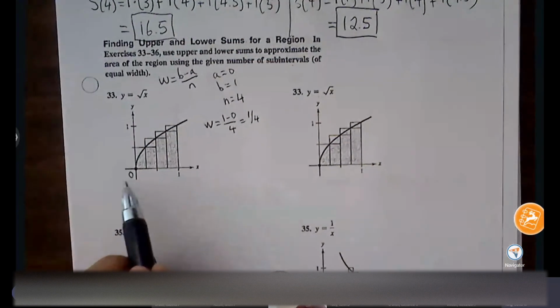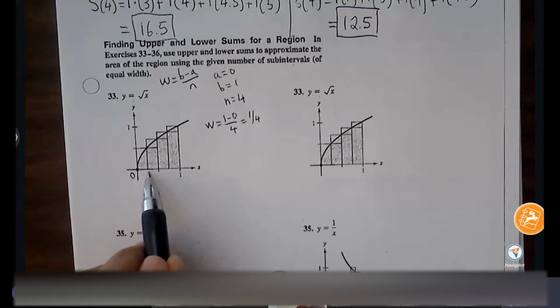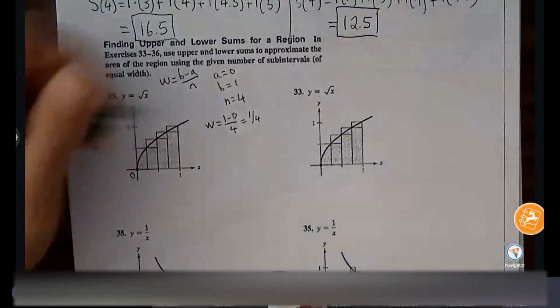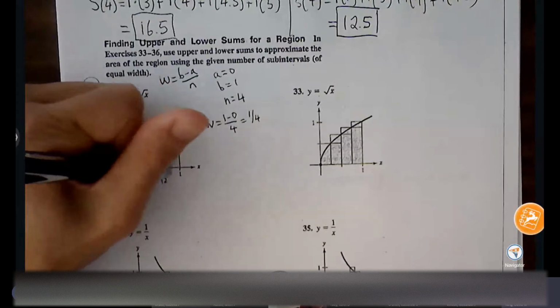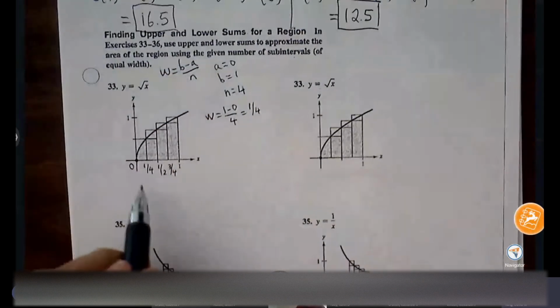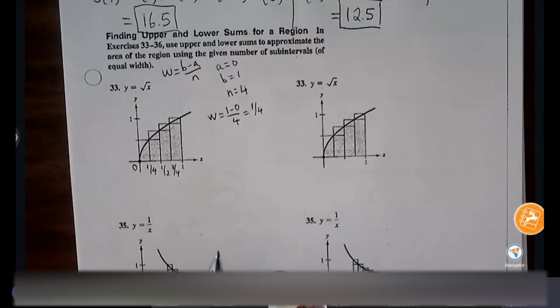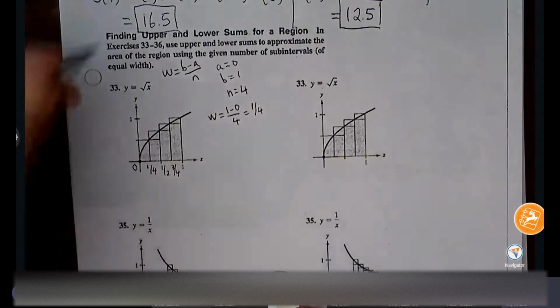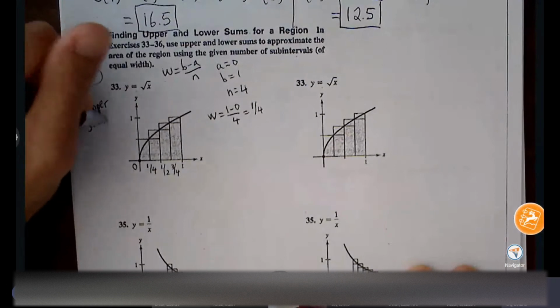So we'll take that 1/4 and start at the left endpoint and keep adding 1/4 so we can determine the x value of each subinterval. So 0 plus 1/4 is 1/4, plus 1/4 is 1/2, plus 1/4 is 3/4, plus 1/4 is 1. Okay, let's do an upper sum first, and we'll save this for a lower sum.